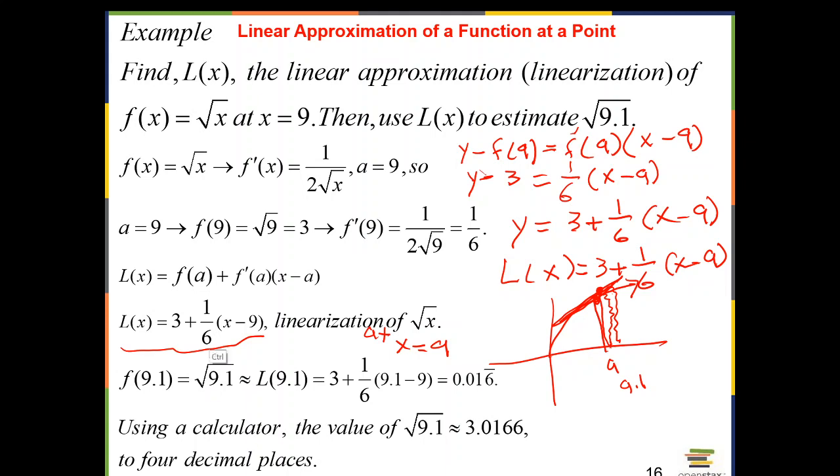Now, we want to put 9.1 in here for x. So f of 9.1, the square root of 9.1, is approximately equal to that. Which, if you use a calculator, you see it's kind of close, right? It would be 3 plus that, so it's 3.016. And that's what the calculator gives us, right? So it's a pretty good approximation.